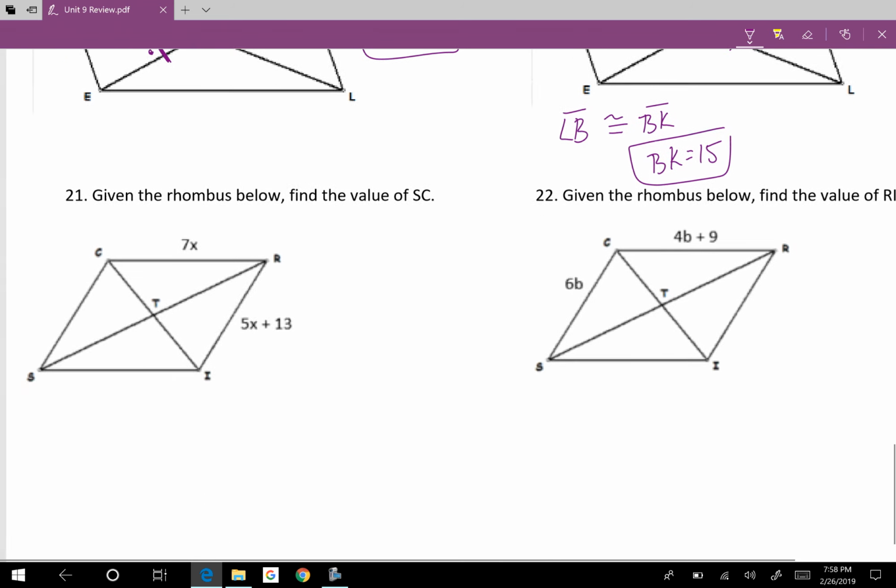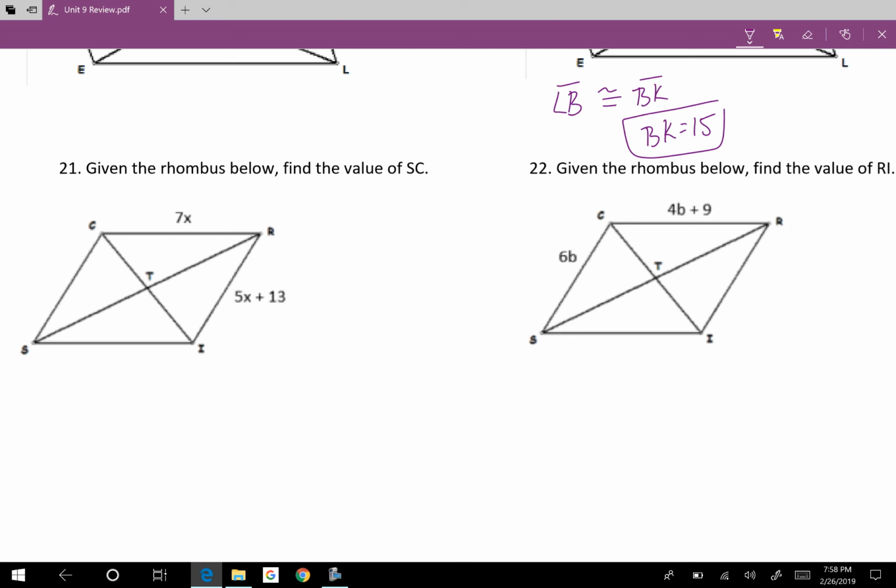All right, last two. Given the rhombus below, find the value of SC. So SC is right here. It's this side. Now this is a rhombus. So what do we know about rhombuses? All four sides are congruent. So we know that this 7x and this 5x plus 13 have to be equal. And once we find x, we're going to plug it in for one of them. And once we know one of them, we know all of them.